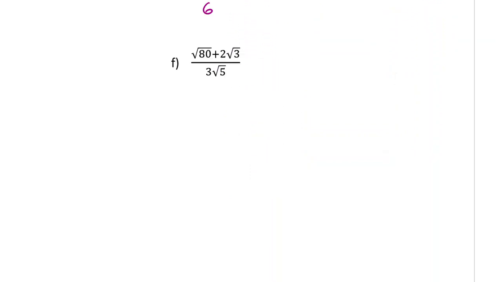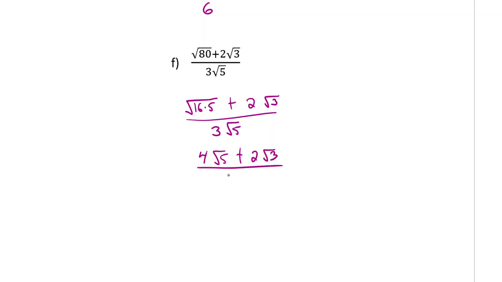For this one, I am going to rewrite this 80 right off the bat. Just rewrite this as 16 times 5, so we can simplify it. And then I'm just going to write everything again. 2 root 3 over 3 root 5. All right, so that gets to come out as a 4. So what I have left here is 4 root 5 plus 2 root 3 all over 3 root 5.